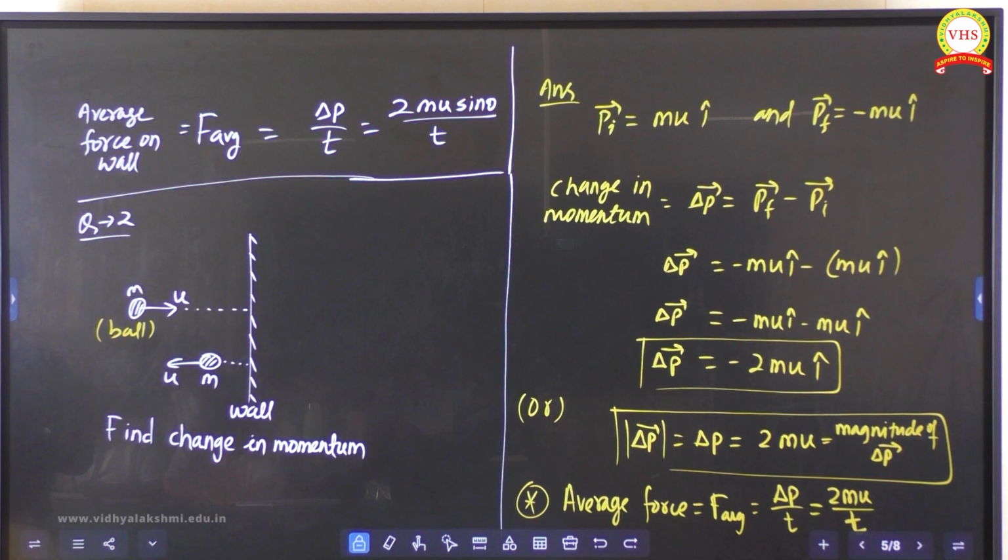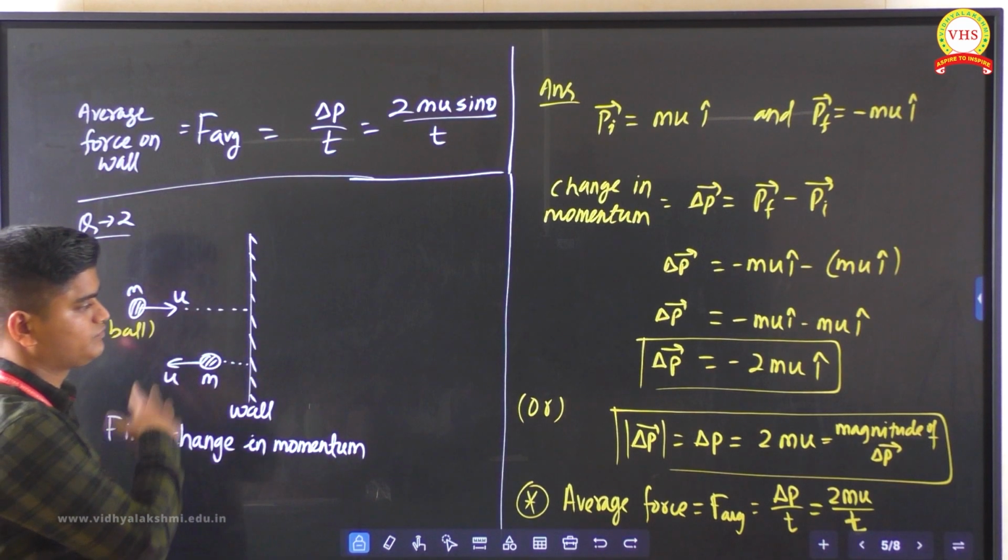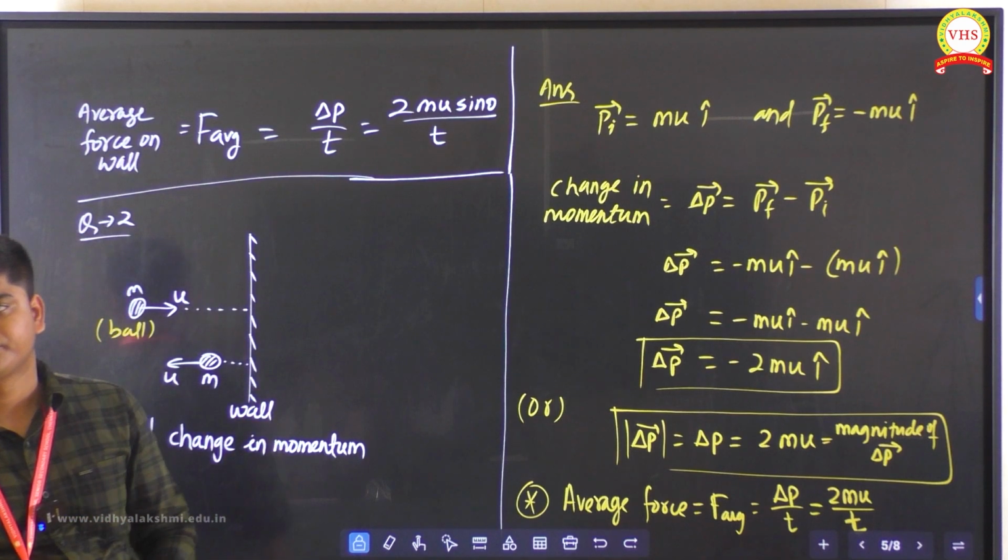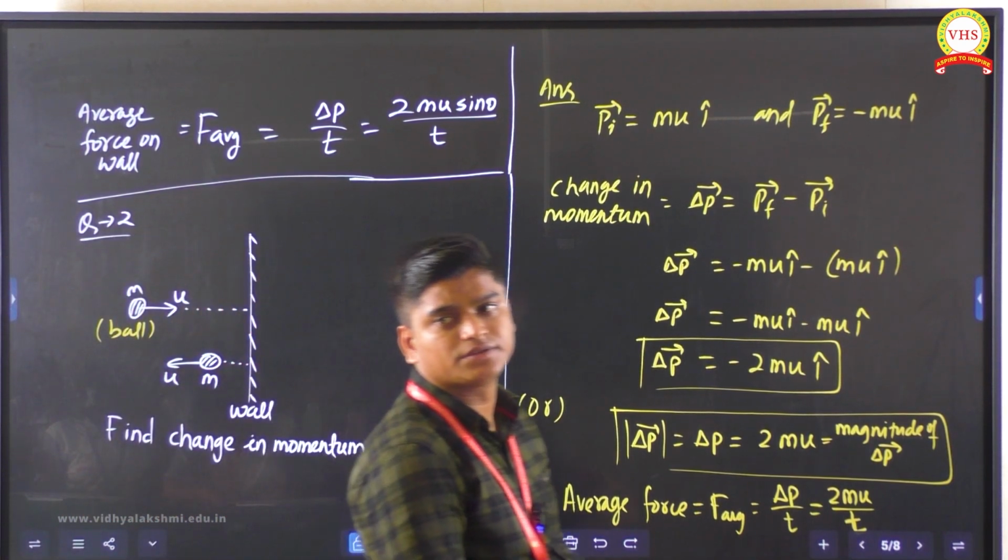Are you able to understand? No worries. Change in momentum is what? Final momentum minus initial momentum. This is what you have to understand here. That's all. I hope you understood, right? Yes or no?